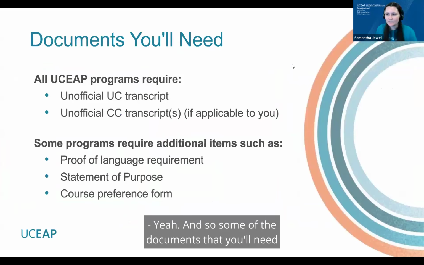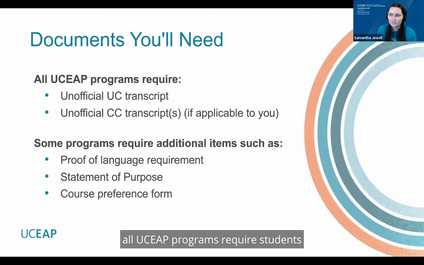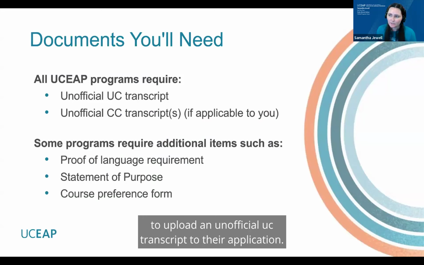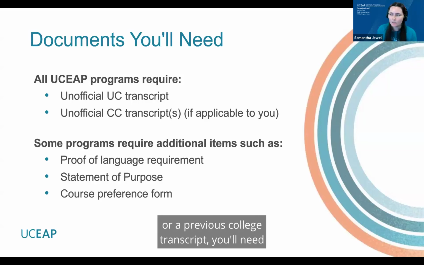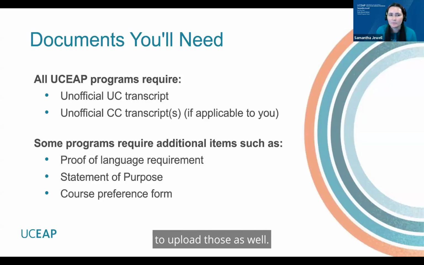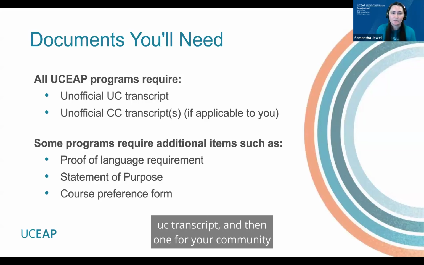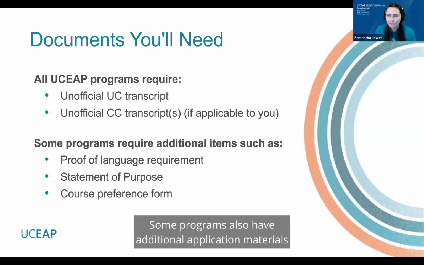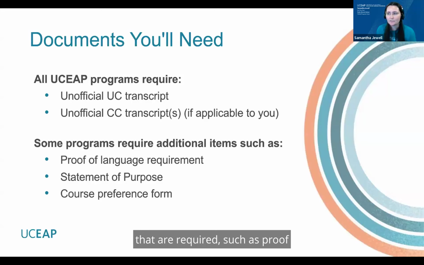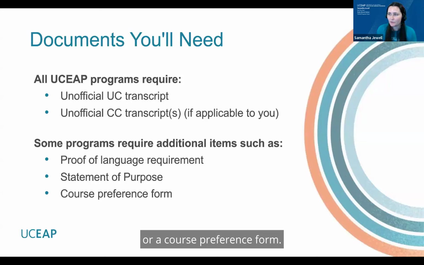And so, some of the documents that you'll need for your application. All UCEAP programs require students to upload an unofficial UC transcript to their application. If you are a transfer student or you have a community college transcript or a previous college transcript, you'll need to upload those as well. So there'll be two sections in your application, one for the UC transcript and then one for your community college or other transcripts. Some programs also have additional application materials that are required, such as proof of meeting the language requirements, a statement of purpose, or a course preference form.